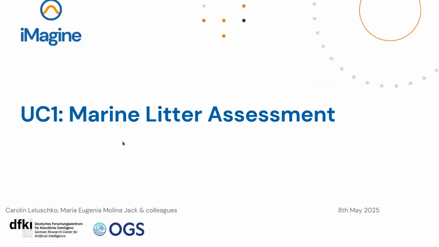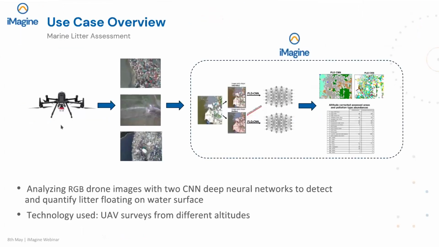My name is Caroline, and today I would like to give you an introduction and a demonstration of our developed service of marine litter assessment within the iMagine project. Just a quick overview of what our service or use case actually does. Our goal is to analyze drone footage RGB images with two convolutional neural networks to detect and quantify plastic litter floating on the water surface.